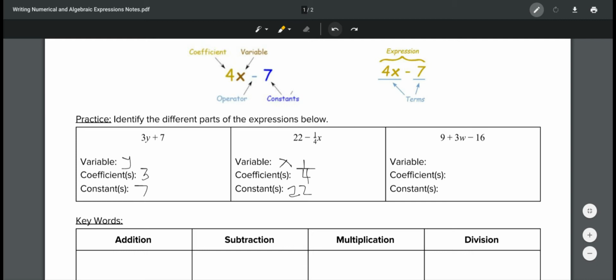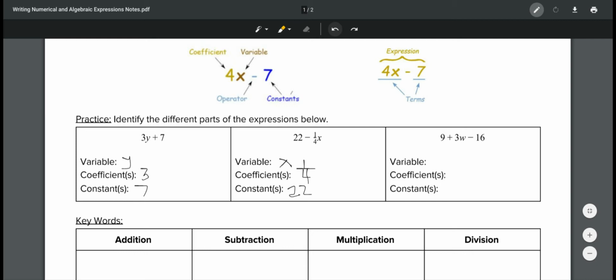Moving on to the last one. See if you can do this one on your own. Your variable should be the letter, so find your letter. Your coefficient should be the number attached to the letter, the number that's being multiplied by the letter. And your constant, this time you have two of them, but they are two numbers that are not attached to a variable at all. So take a second, think about it, pause if you need to.